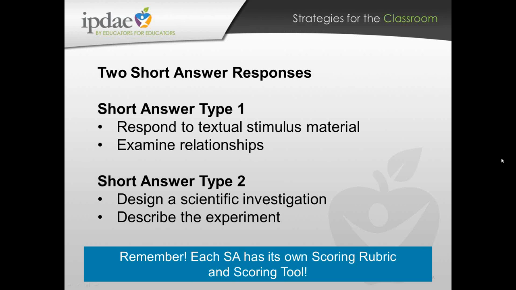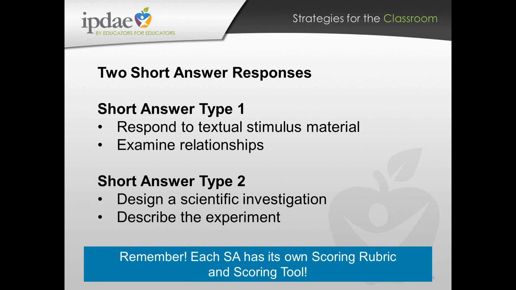But yeah, we do have 2 different types of short answers. We have one which is just that typical, you know, you read the text and you're going to look at the relationships and then you're going to respond to a question. And then another one where they're going to have to actually set up a scientific investigation and then describe it. But the thing that everybody has to keep in mind is that with short answers, each one of them has its own scoring rubric and its scoring tool.